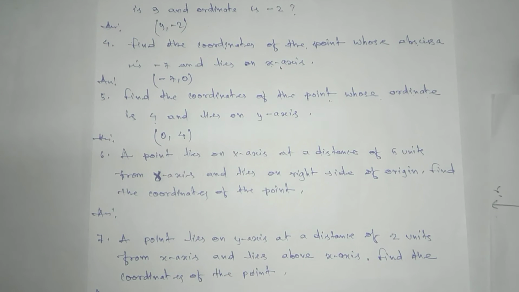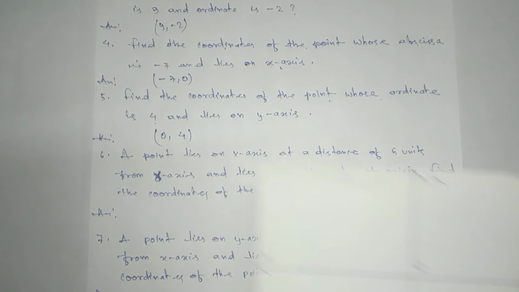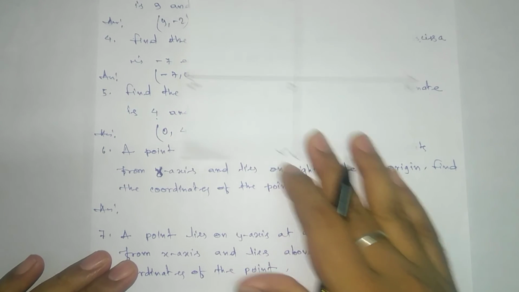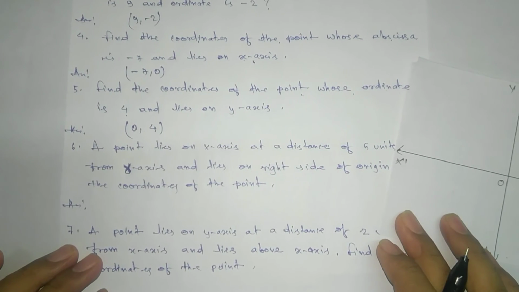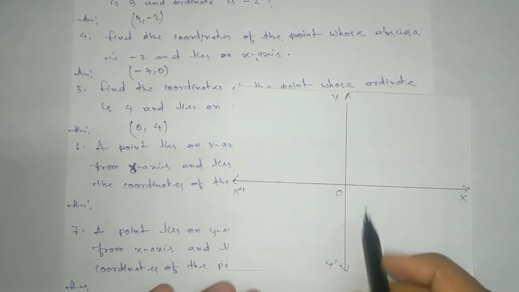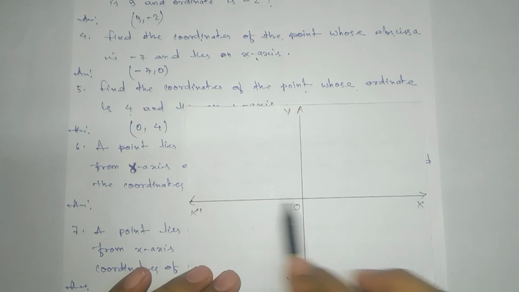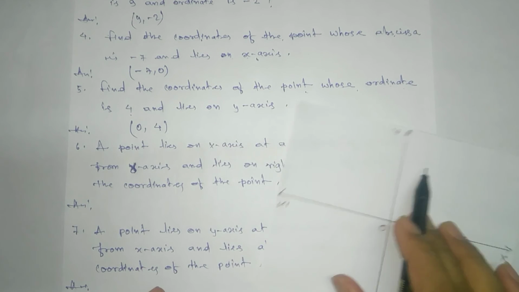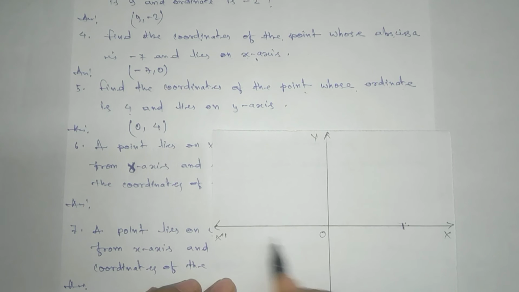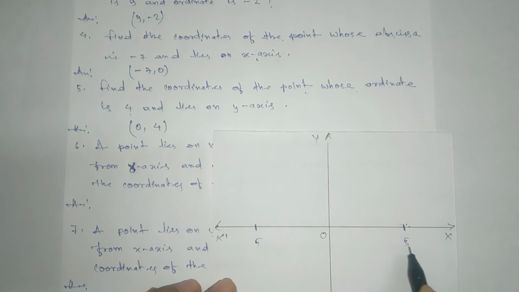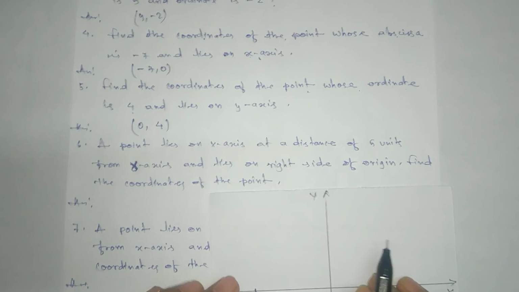A point on x-axis at a distance of 5 units. Here we have the xy plane. Now what they are saying is a point lies on x-axis at a distance of 5 units. It may be this side, it may be that side. Okay, 5 units this side and 5 units this side, but we don't know which side. Now let's see what they are saying after that.